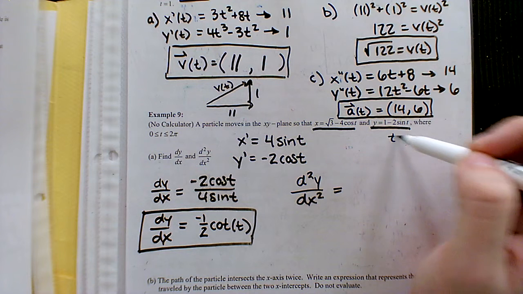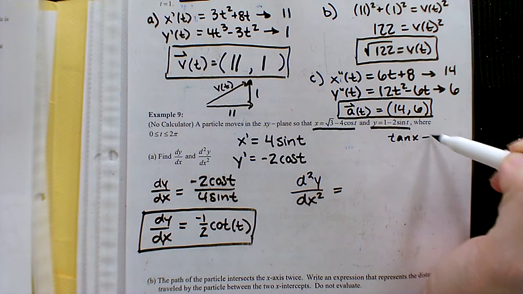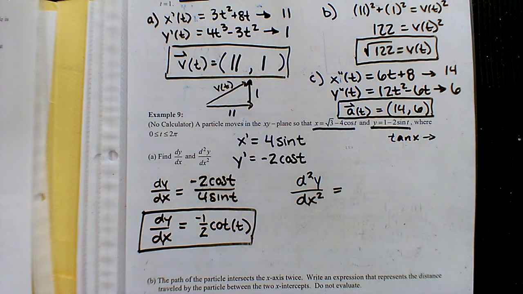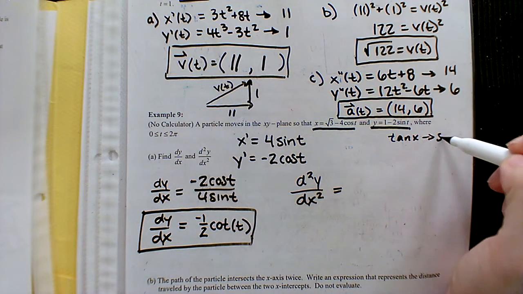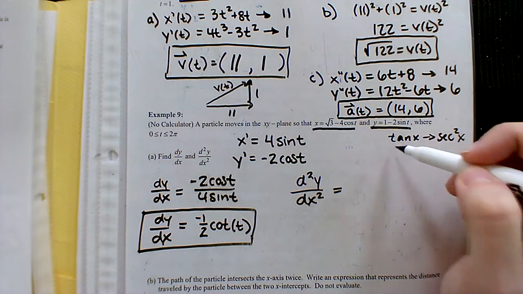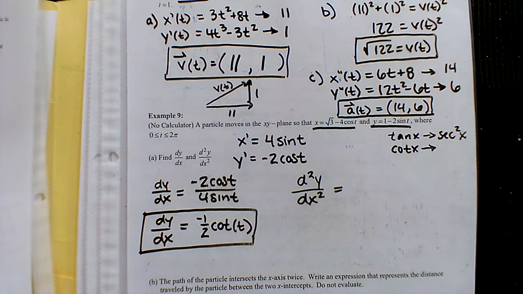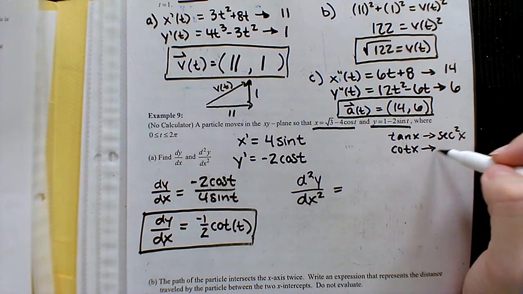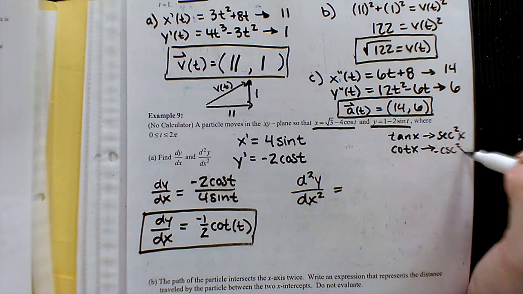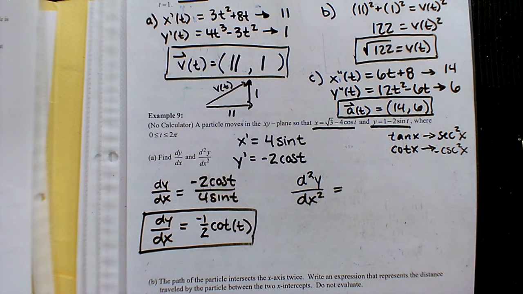Do we remember the derivative of tangent? There we go. Secant squared. All right, so can we make an educated guess as to what the derivative of cotangent would be? Negative cosecant squared, yes. So it's kind of the opposite trig function. Instead of secant, it's cosecant, and it actually happens to be negative.